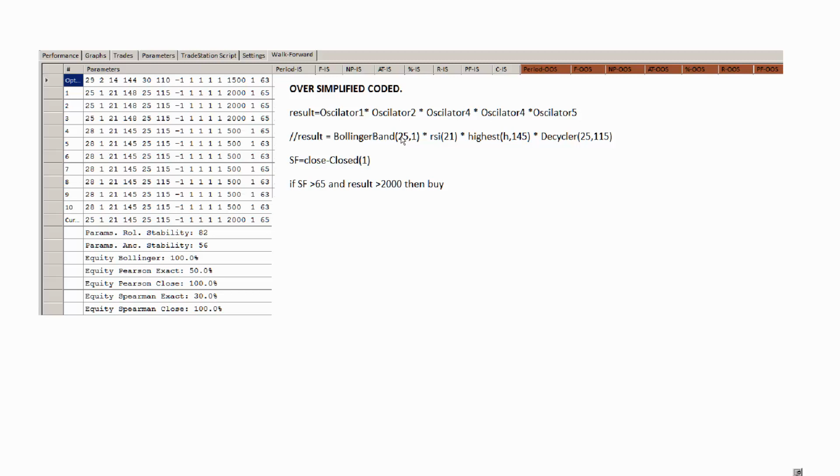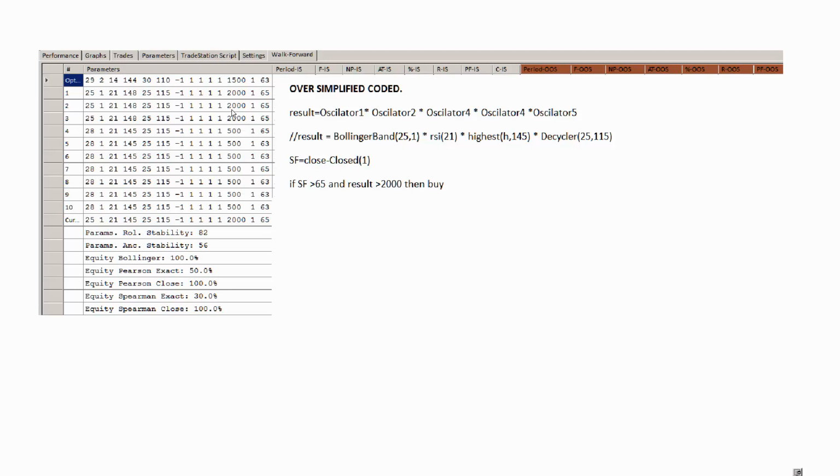However, for the next one, the standard deviations in the Bollinger band, if we went from 1 to 2 or 1 to 1.8, that would make a very big difference in the results, and I would be concerned about that. The next one, RSI 21, we can see is consistently the same variable. The 145, the highest high, has sometimes been 148, sometimes 145, but again, that will make very little difference. The 25 there is a decycler, and that's been very stable too. Other variables here are weightings, which were not even varying at all.